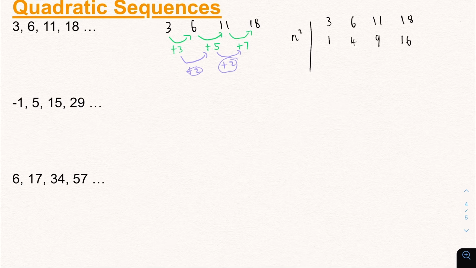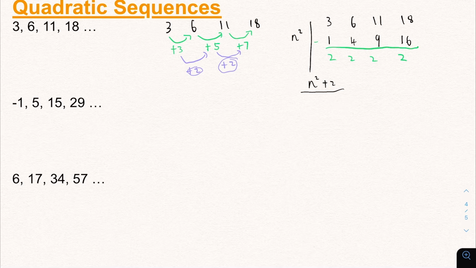And what we do now is we subtract. So now that gives us 2, 2, 2, and 2. So that means this new sequence is just 2, right? So that means the quadratic sequence for this one is just n squared plus 2, right?